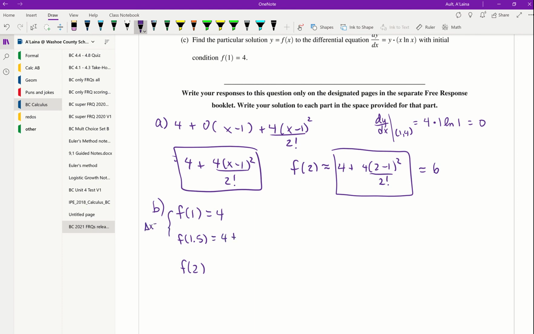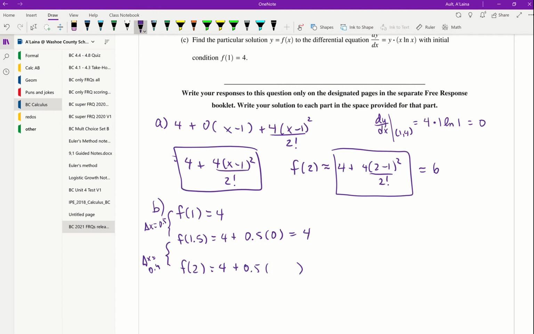Remember, delta x here is going to be used. So 0.5 times my derivative that I found at 1, which was 0. We found that earlier. And then I would use that output of 4 here. And then I'm going to add on, again, the product of the step size, which is 0.5, times the slope.